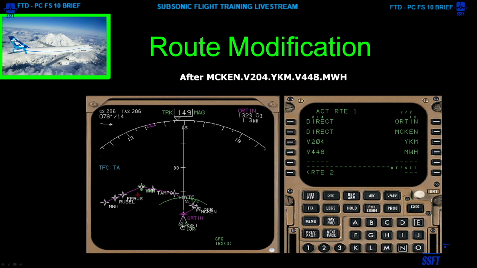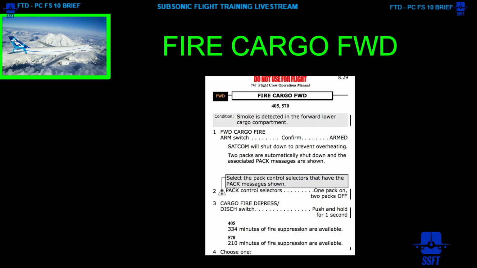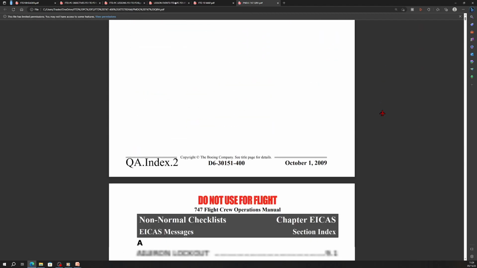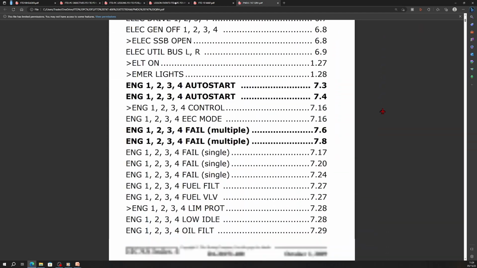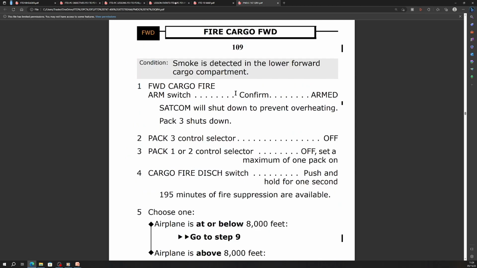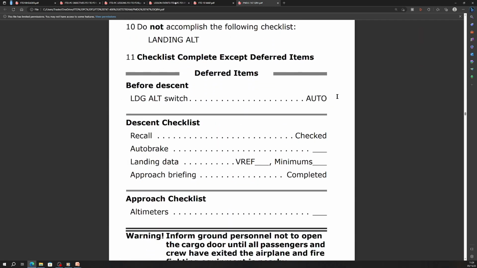There's no unwanted segment in this case. You can see that it's pretty clean the way we've done it. There's nothing here. It's all gone. So there's nothing to delete as far as an unwanted segment goes. I will then have a forward cargo fire, and we'll go to fire cargo forward. That's going to be in the Fs. And we've got fire cargo forward, and that's for the passenger. We're going to be a freighter.